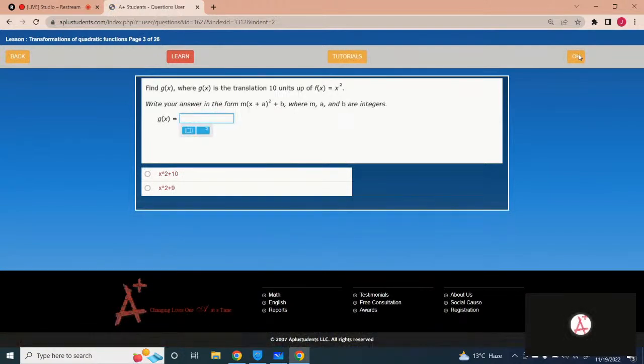Okay, the next one is again a translation up. You have to add 10 to the function. The function is x square, so it would be x square plus 10. So for translation up, yes, the first one, x square plus 10. Just select the correct option, then click on the OK button.